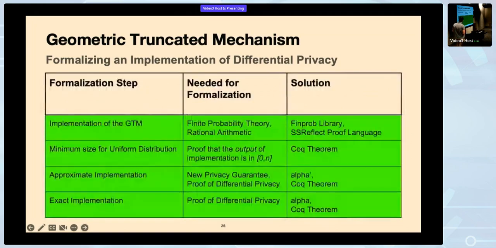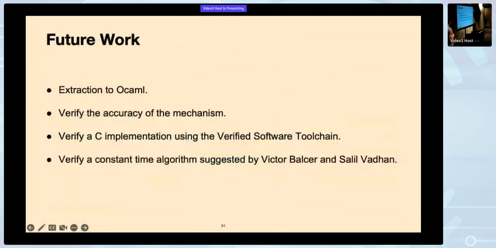All right, so now we have exact differential privacy, which is great. That's exactly what we wanted. I'm going to move on to future work. One thing that we could do that's pretty low-hanging fruit would be extraction to OCaml, and then probably release this so people could use this implementation.